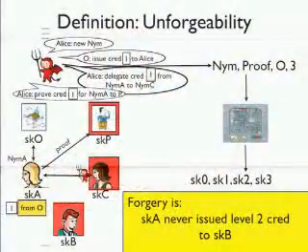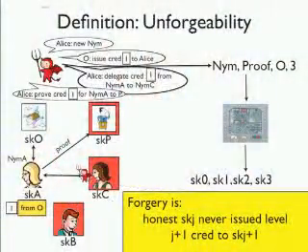Okay. So to finish up the definition, the way we're defining it is to say that if you take your pseudonym and your proof, you extract a chain of identities, and it's a forgery if anywhere in this chain there's an honest user who never issued a credential to the next guy. So these definitions were tricky to come up with, but I think it's important to get a good understanding of what a forgery even means in this sort of setting.